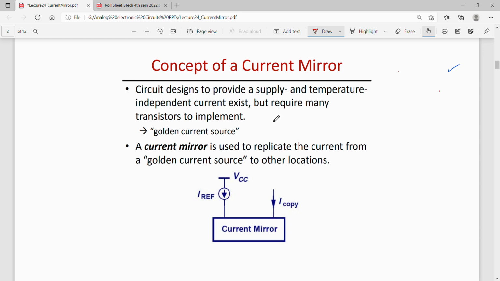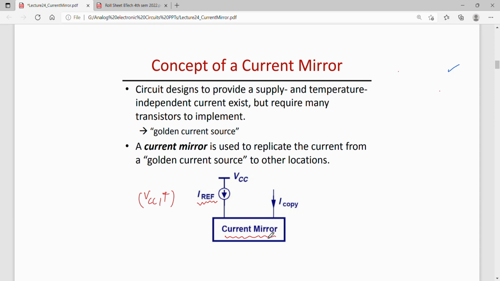So, in the previous lecture itself, we said that if I have a current source, for example, IREF, which does not vary with supply voltage and temperature. Okay, so this is a very good current source that does not vary with supply and temperature. So I now need to copy the current of this current source at various locations on the integrated circuit. And this circuit which copies this current is called a current mirror. Okay, so this is what we commented in the last lecture.